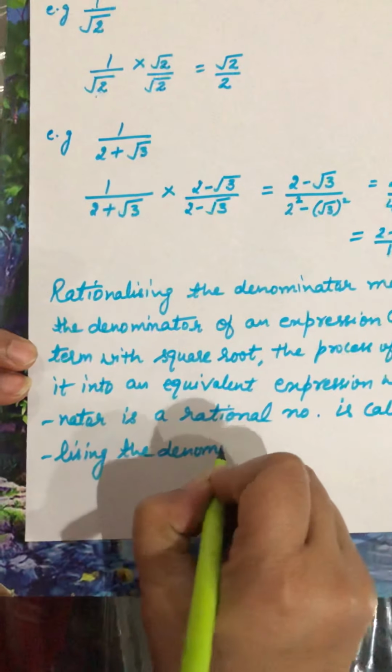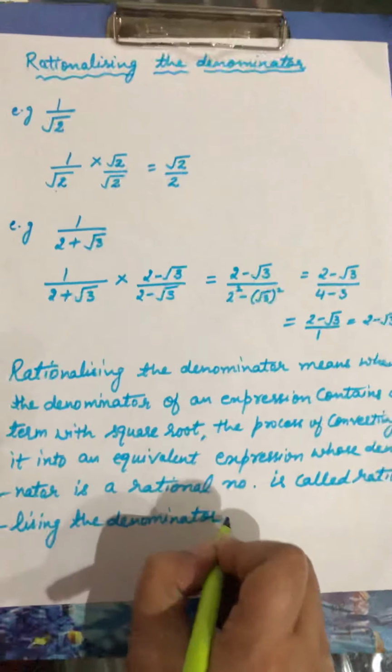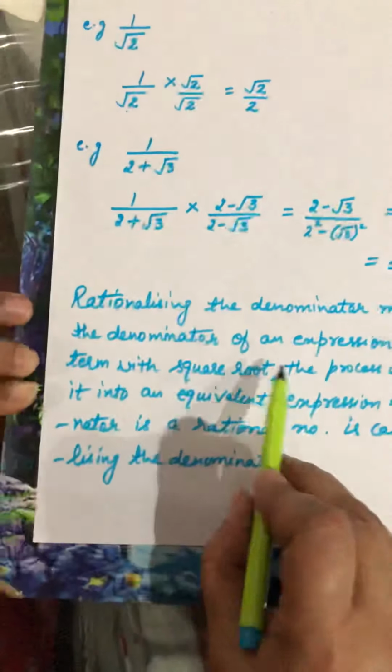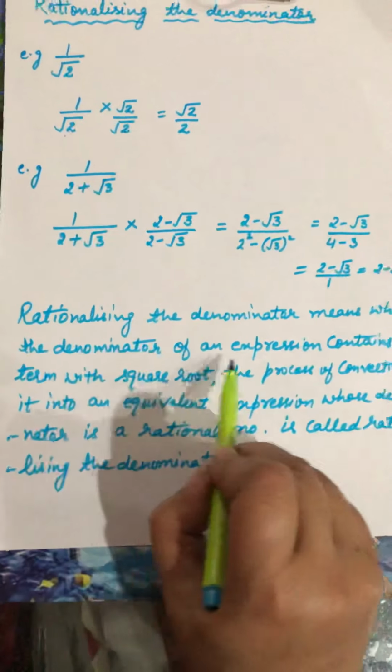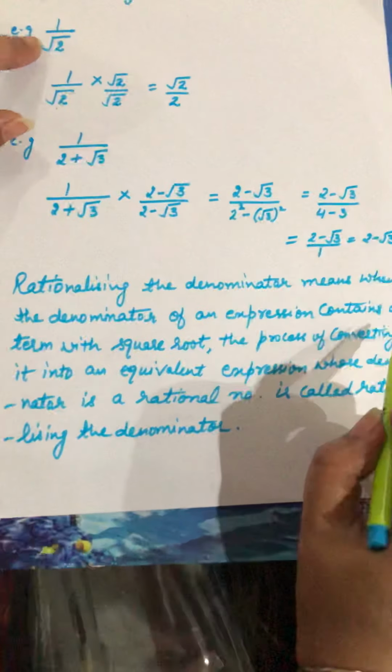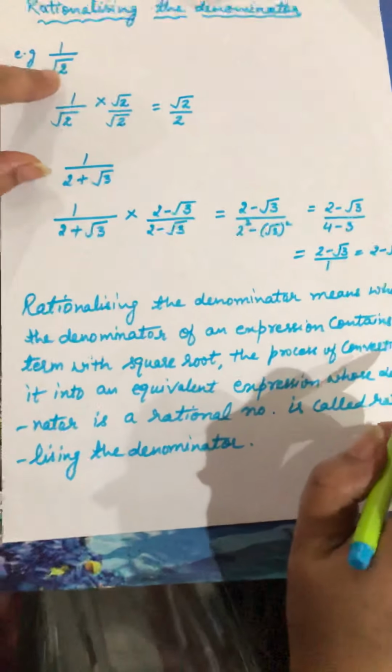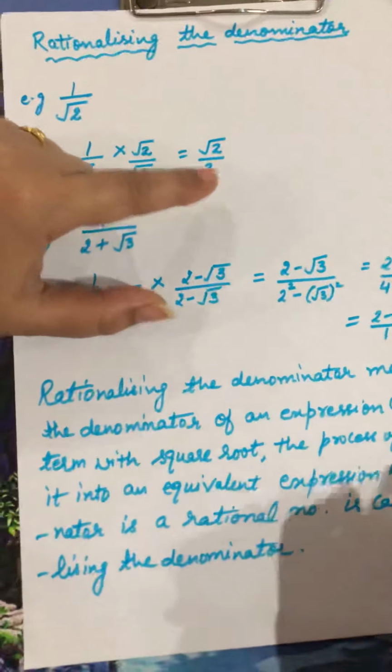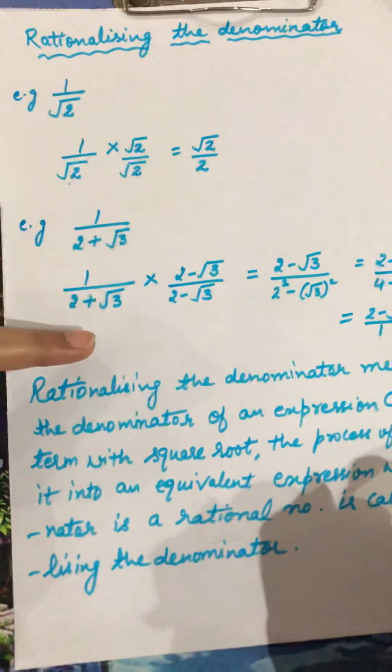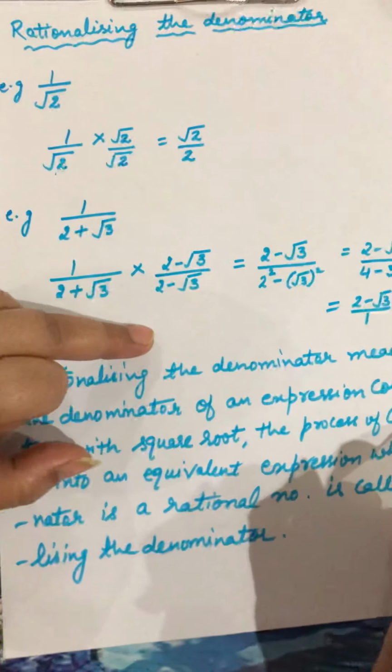So I think the statement is clear to you. Whenever the denominator of an expression contains a term with square root, the process of converting it into rational form is called rationalizing the denominator. And I have already explained to you how to rationalize the denominator.